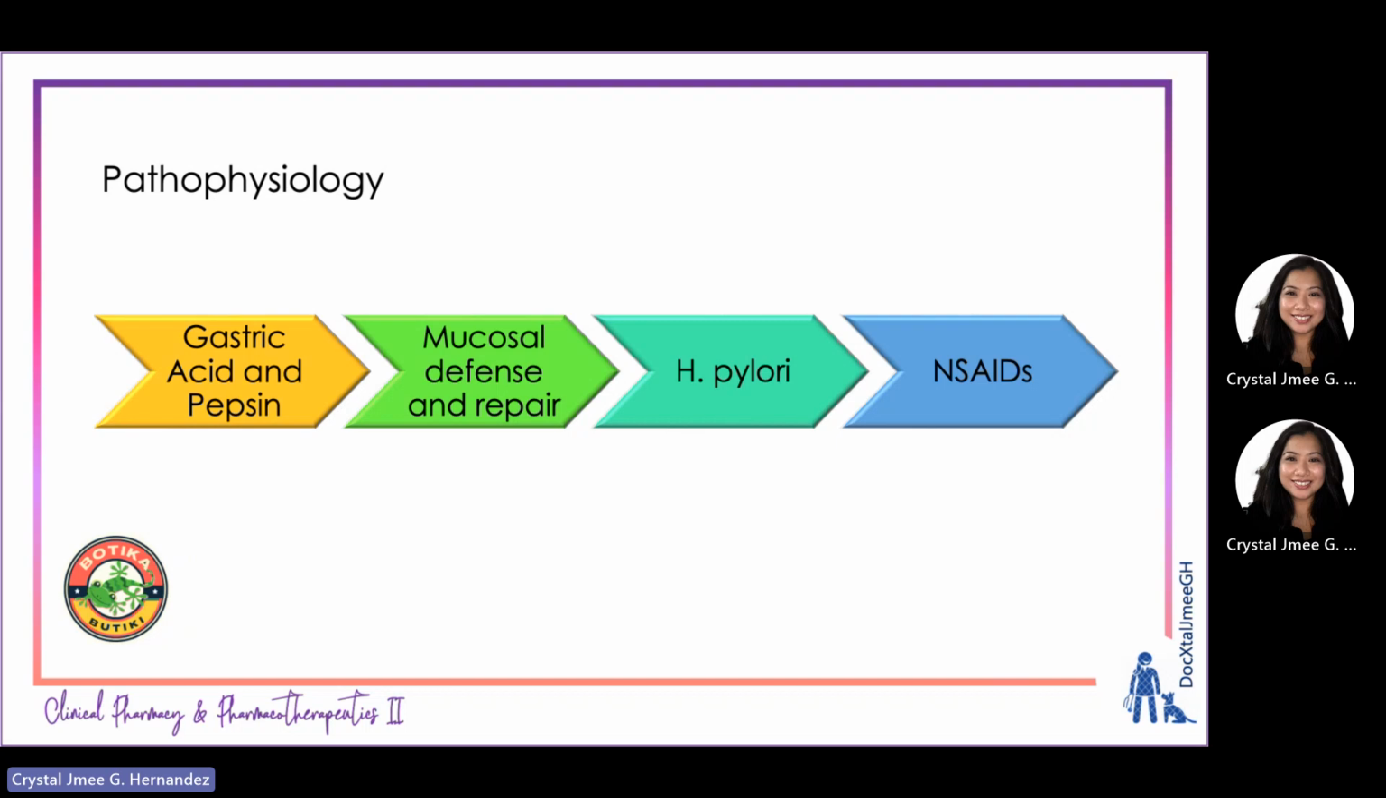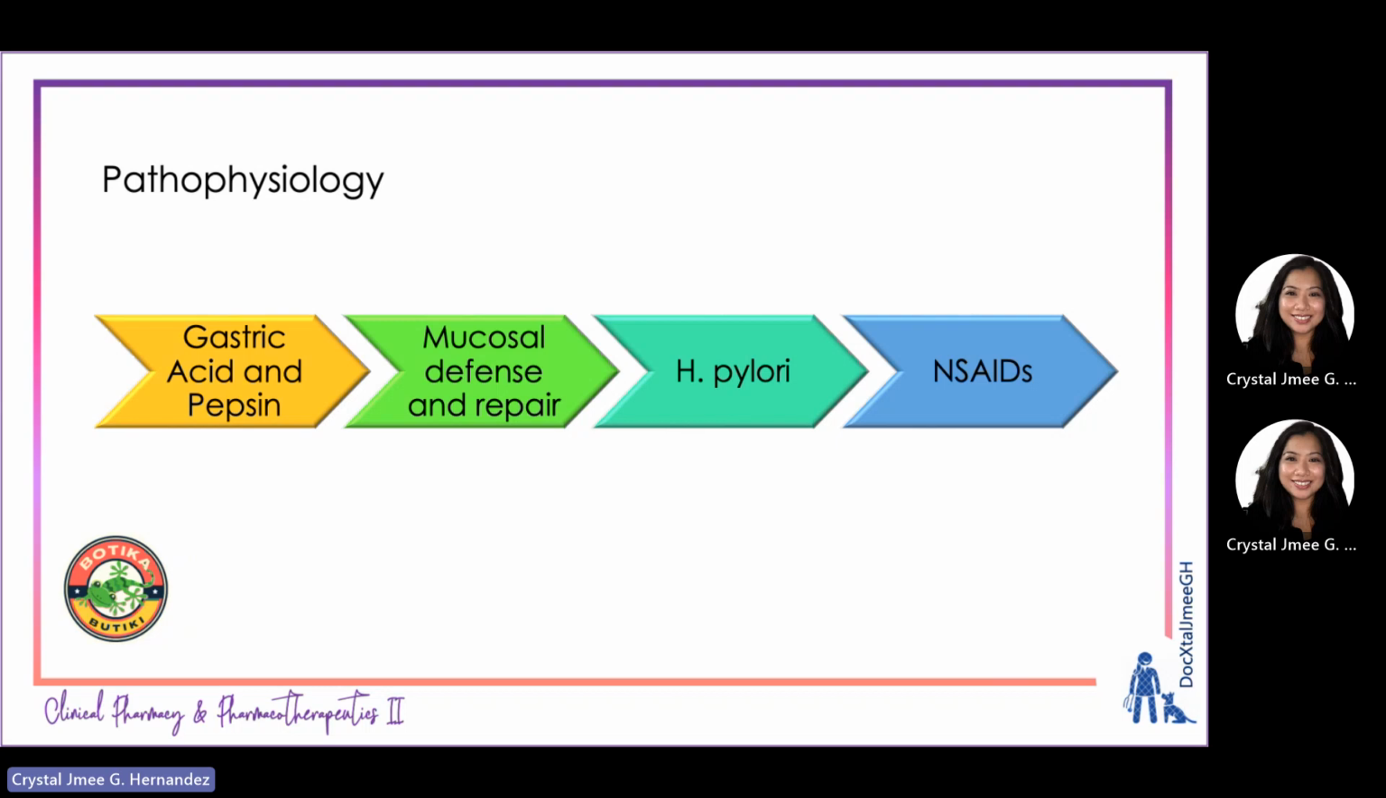Now, normal mucosal defense and repair mechanisms include mucus and bicarbonate secretion, intrinsic epithelial cell defense, and mucosal blood flow. Maintenance of the mucosal integrity and repair is mediated by endogenous prostaglandin production. In the event that patients take NSAIDs, which disrupt prostaglandin production, the mucosal defense and repair would be affected.